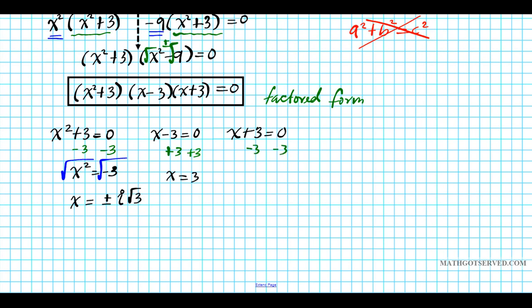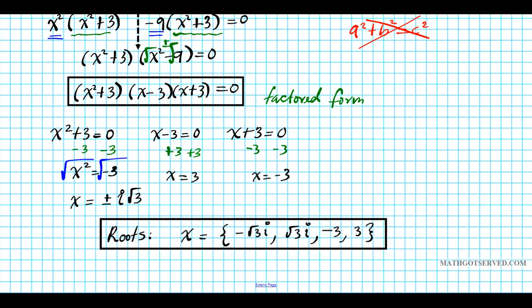x equals negative 3. Okay, so our roots, or the solutions to the polynomial equation, are negative root 3 i, positive root 3 i, negative 3, and positive 3. Okay, so there go the roots of the polynomial equation.